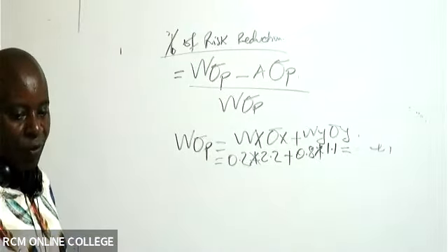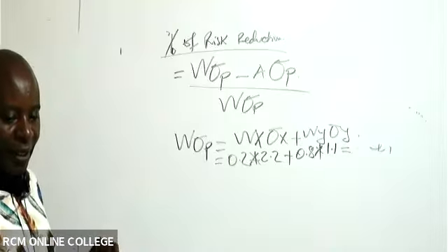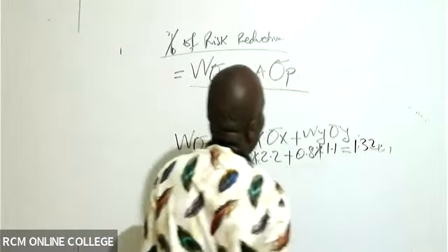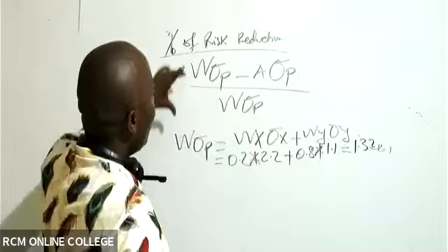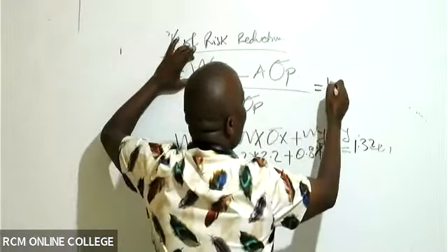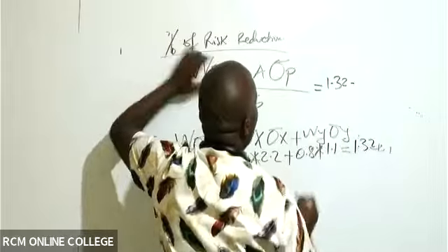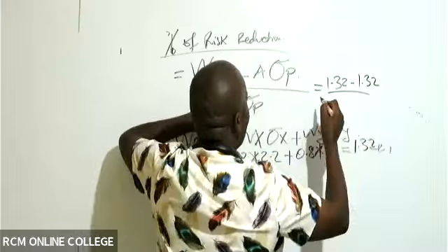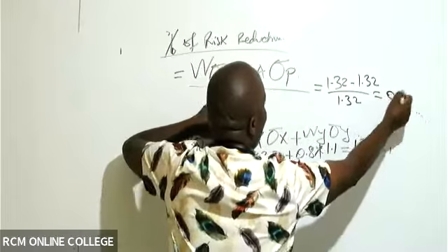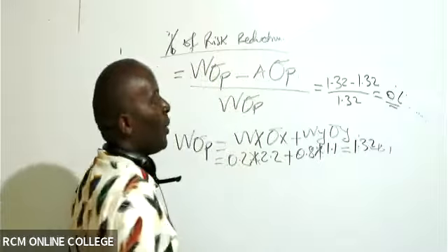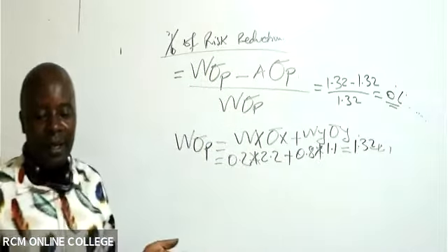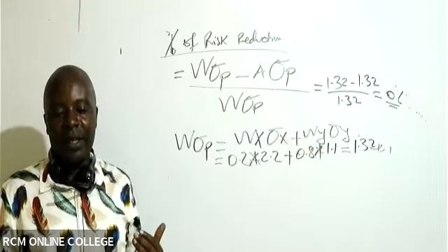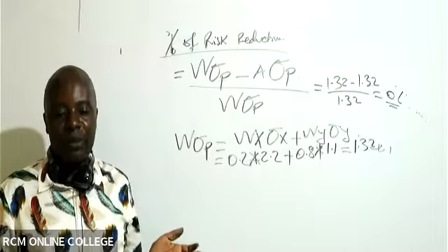The weighted standard deviation of the portfolio. Please give me answers. 1.32. Thank you very much. So now we subtract: the weighted standard deviation of the portfolio, 1.32, minus the actual standard deviation of the portfolio, 1.32, all over the weighted 1.32. You have reduced 0%. You have not reduced anything, in terms of risk.